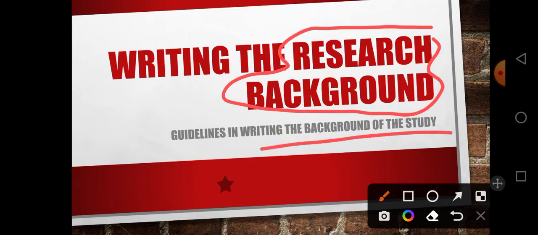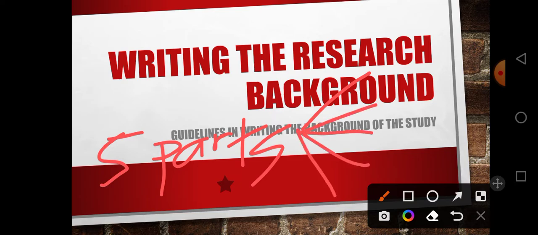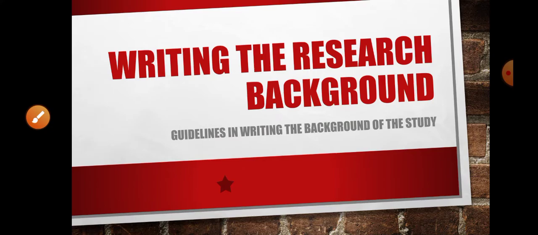So the background of the study, class, actually consists of 5 parts. And each part has its own respective paragraph. So, meaning to say, the background of the study only consists of 5 paragraphs. Let us start with the first paragraph on writing the background of the study.